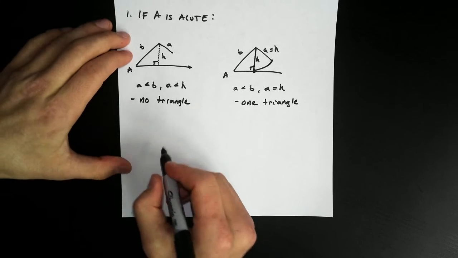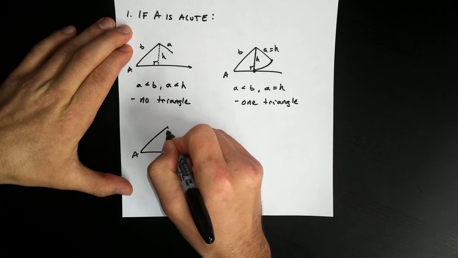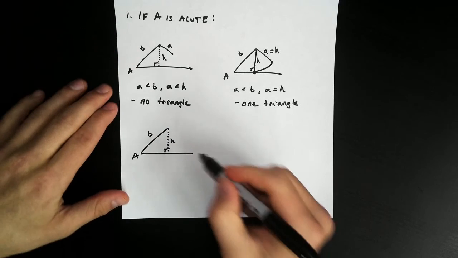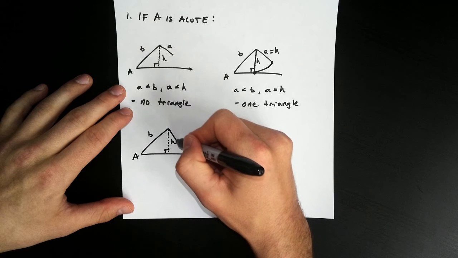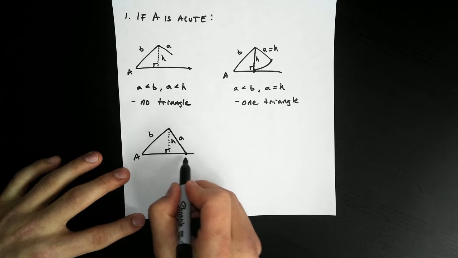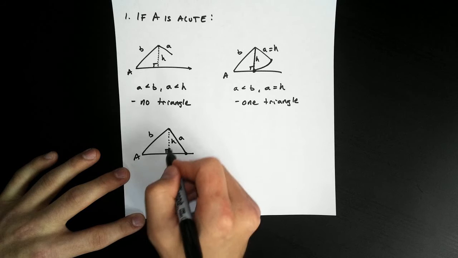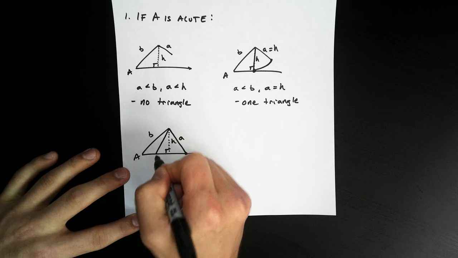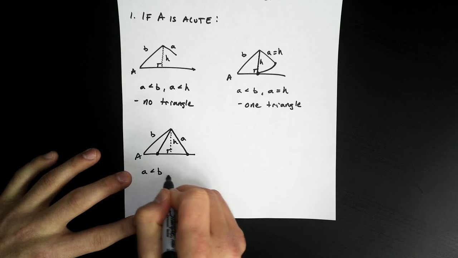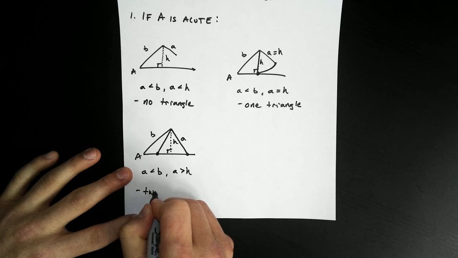If we keep going and we make A a little bit longer, so here's B and the height of the triangle. Now A is a little bit longer than H, and in this case we end up with two possibilities. So we have the one on the outside, or if I take that segment and I reflect it over that altitude, we get a second triangle that exists here. So if A is less than B, but now A is greater than the height, we get two triangles.